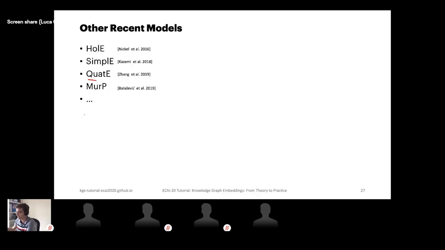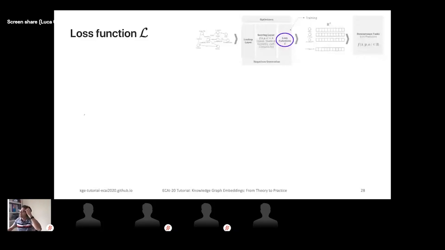But keep in mind the take-home message of this slide: there are lots of different ways to design a scoring function. Some scoring functions determine a model that scales better than others. And scoring functions must be designed to capture all sorts of properties in the knowledge graph, ranging from symmetry, asymmetry, and so on, right?